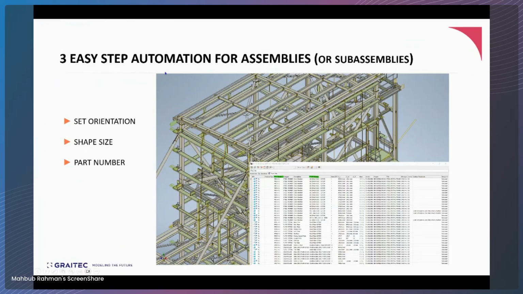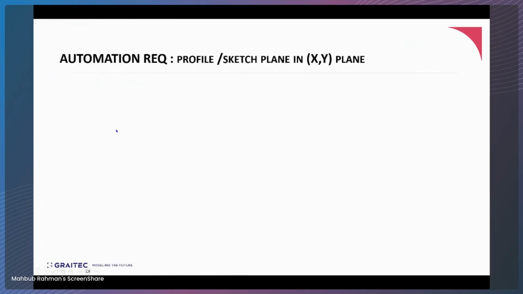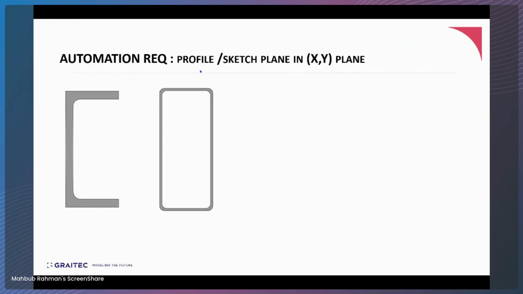So let's talk about the set orientation that we mentioned. As I said, set orientation is about your profile or sketch plane positioning in the XY plane. When I say XY plane, I'm going to show you some examples on the Inventor platform, just to clarify that quickly. Again, we are talking about automation from an assembly. This is not a requirement for a part level.